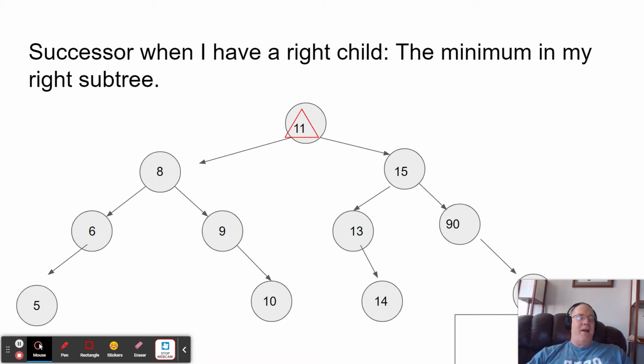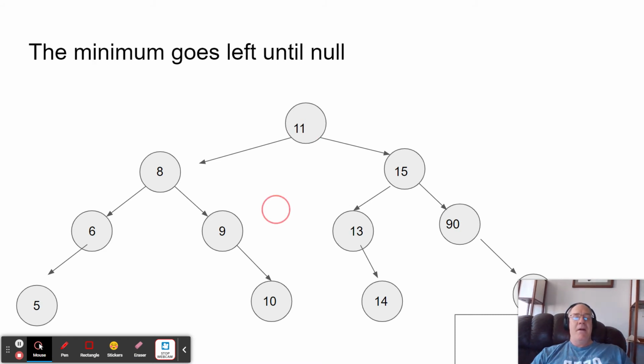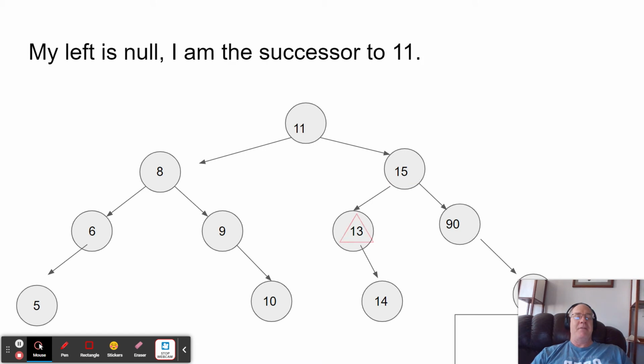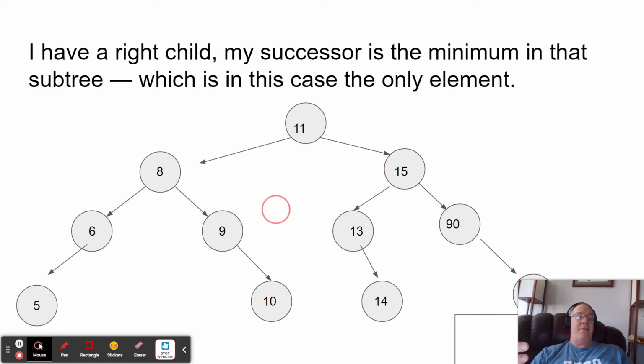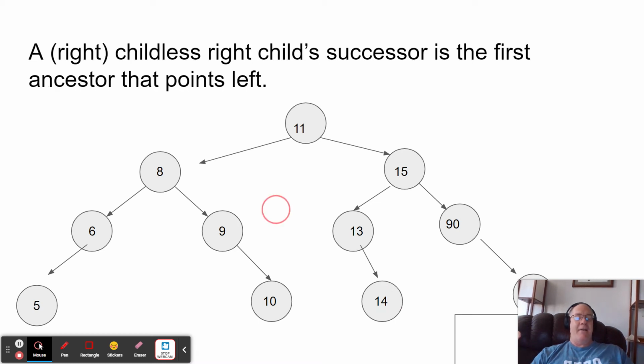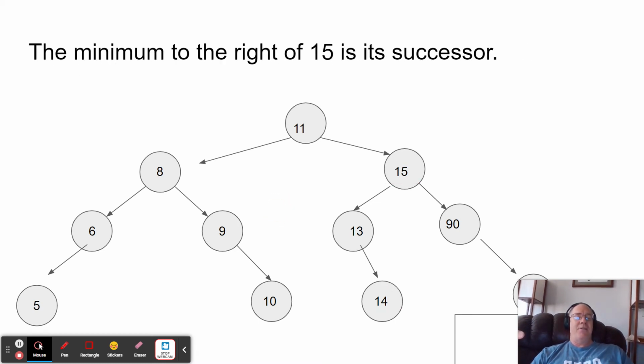Now then, the successor to 11 is going to be the minimum element in its right subtree. So it's starting to become repetitive, which I'm hoping is helpful. The minimum within this subtree is found by looking to the left until there's nowhere left to look. That's going to be element 13, the successor to element 11. What's the successor to the element 13? It's the minimum of its right subtree. That subtree exists, so it's 14. What's 14's successor? The first ancestor that points left. So I look up my ancestors, and that's 15.